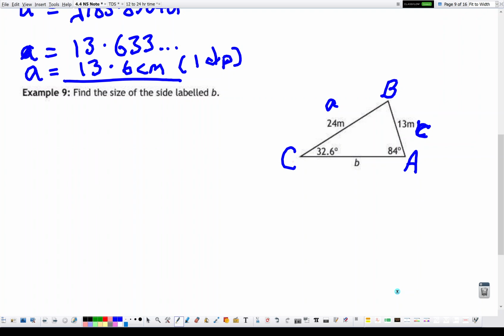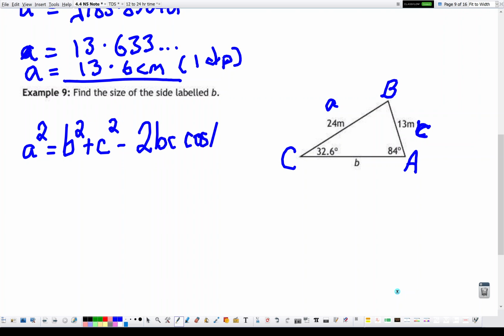Okay, so start with the rule, and then we're just repeating the exact same process. So I'm hoping that this should be okay. So just remember to carefully write down the rule. So it's a squared equals b squared plus c squared. You don't have to remember it, just look at it in the notes in your formula sheet. Minus 2 times B times C times the cosine of A.